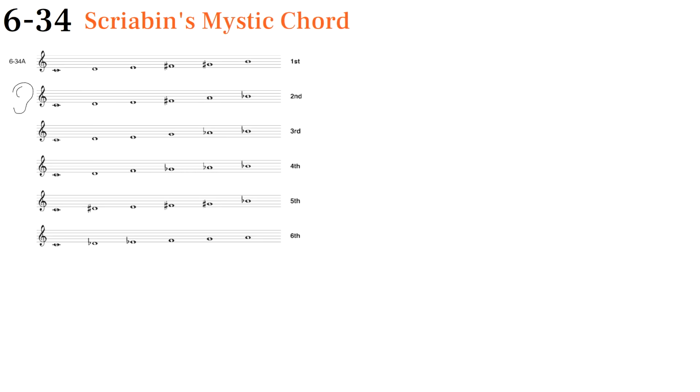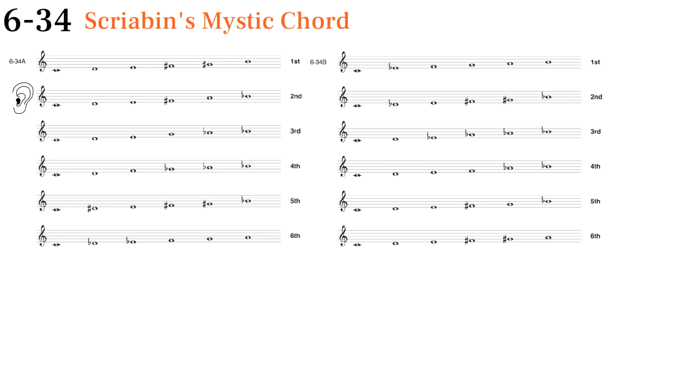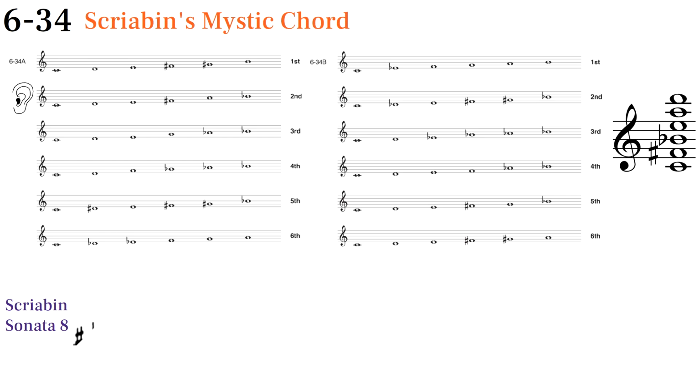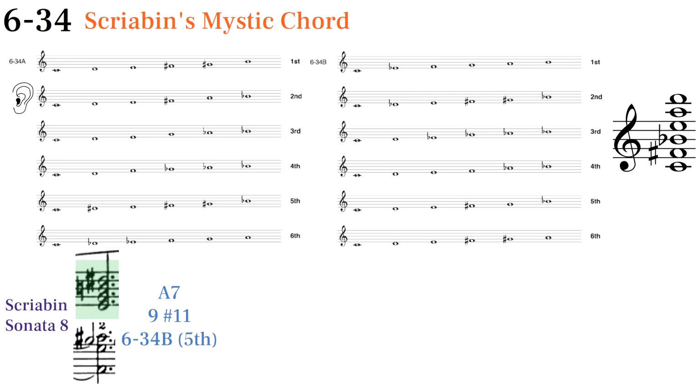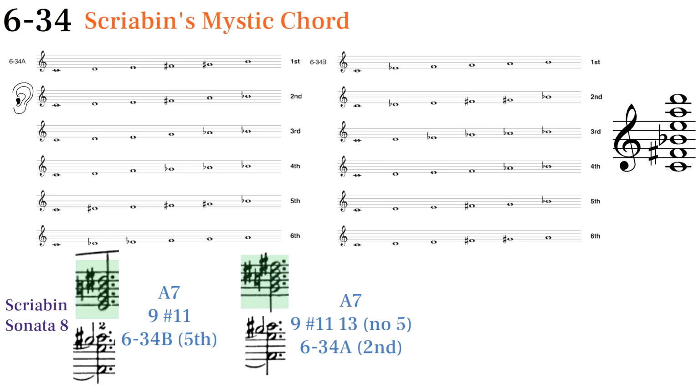Lastly, we have 6-34, Scriabin's mystic chord. This set makes up a lot of extension chords used in jazz, with one mode giving us the sharp 11 chord with a fifth, and another mode giving us the full 7-9 sharp 11-13 extension chord without the fifth.